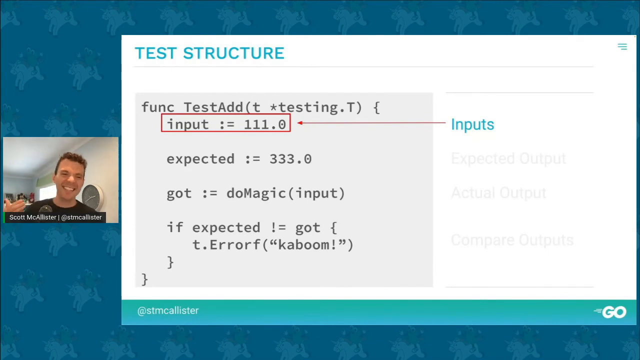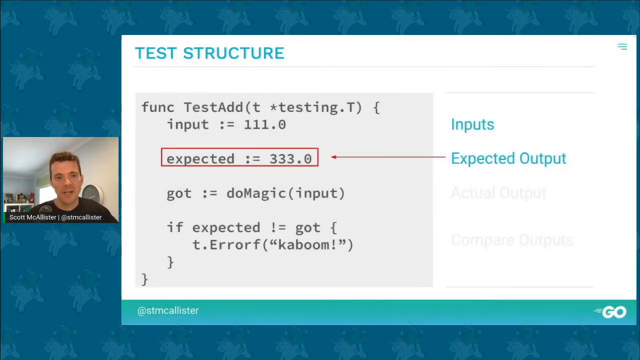Now, a test, what it has. Let's talk about the key requirements of a test, or I almost want to say the anatomy of a test. So inside this test function, we have a test add function. And so we're going to have an input in our test. And we know with that input, we're going to have an expected output. So I know if I pass in a 111, in this case, my expected output is going to be a 333.